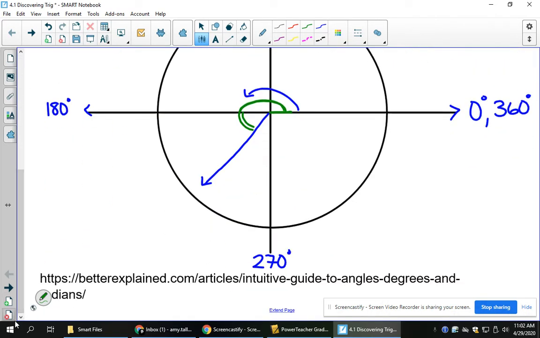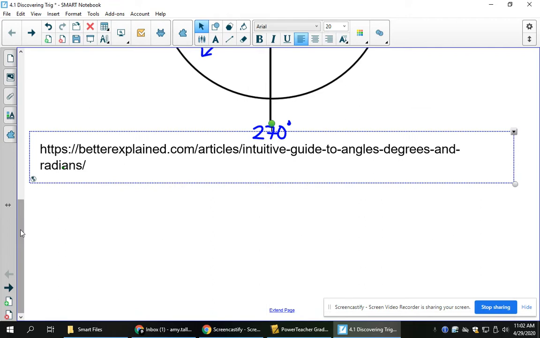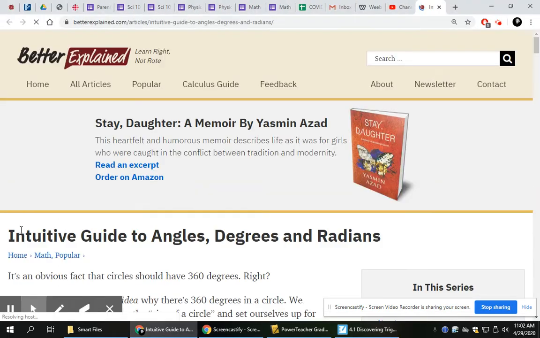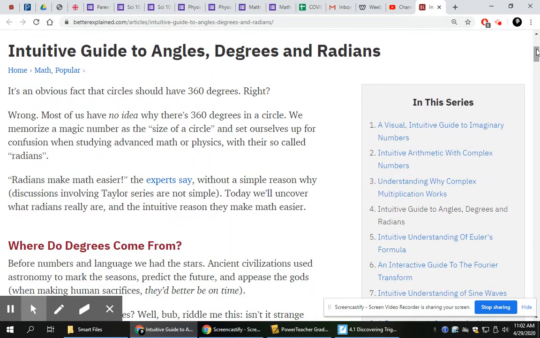Now I'm including a website here. I'll just show you what it looks like. I'll include it in the email for this week's lesson. And what this website is, it's just an explanation of angles, degrees, and radians. Because radians are something we've never worked with before, but we're going to be seeing a lot of in Math 30-1. Degrees we all know about.